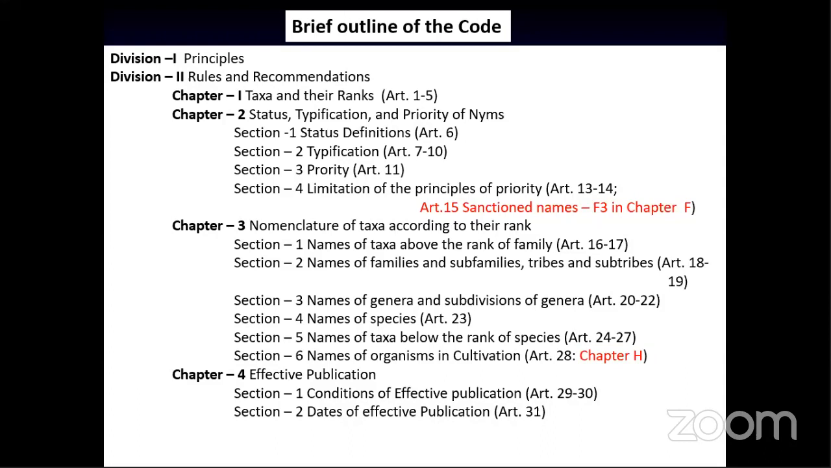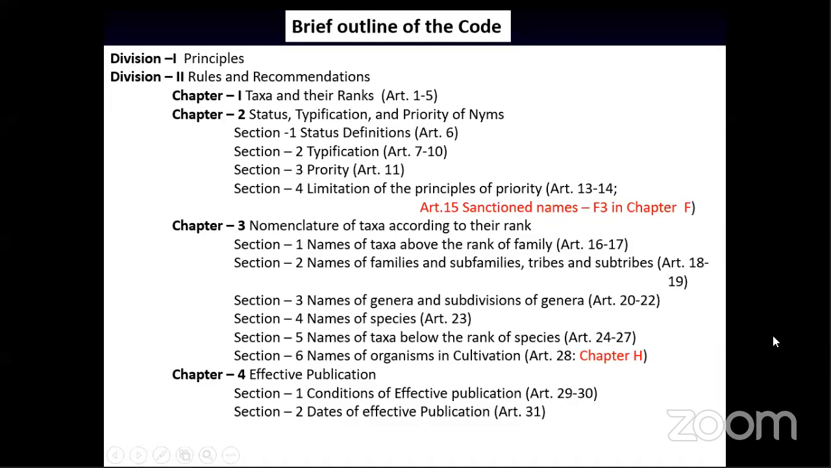And chapter three, nomenclature of taxa according to their rank. So it has been divided into six sections. You can see the names of the taxa above the rank of family. So how we can coin the term above the family rank, order or superorder, like that, how we can evolve the name. And section two, names of families and subfamilies, tribes and subtribes.